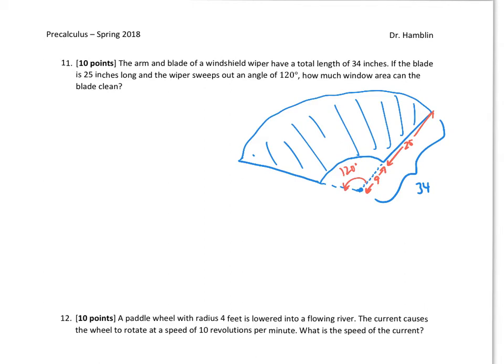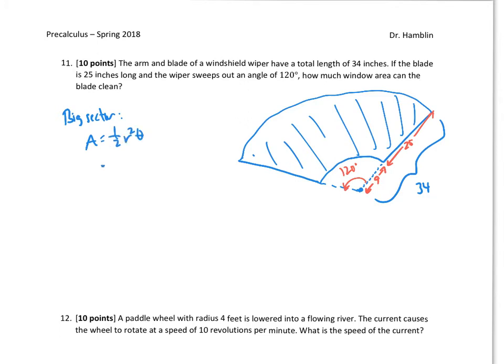of the sector of the little circle, because the handle that holds the blade, that part's not sweeping out any actual area being cleaned. So the big sector has area 1/2 r squared theta. Remember, that's our formula for the area of a sector.